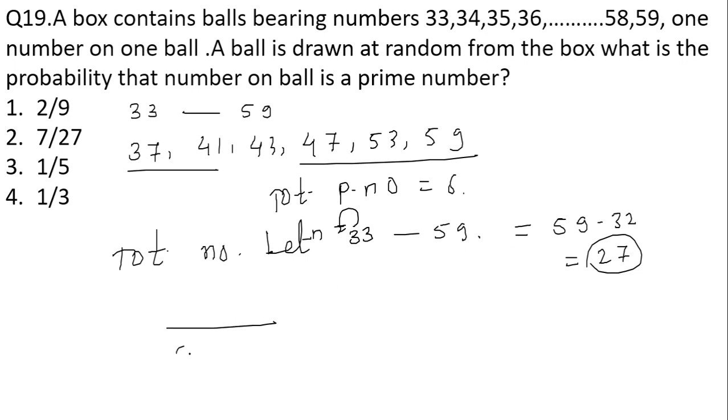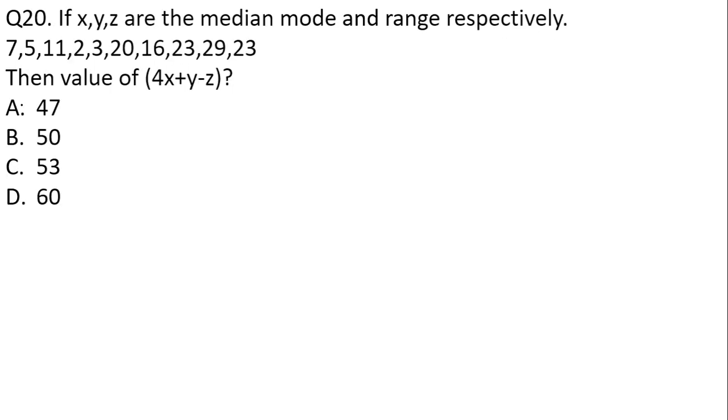So, out of these total 27 numbers, 6 are prime numbers. Hence, 6 upon 27 is the ratio, or the probability, of finding a prime number. 6 upon 27 can be simplified as 2 by 9. Okay, so the correct answer for the given question is option number first. Moving on to the next question now.